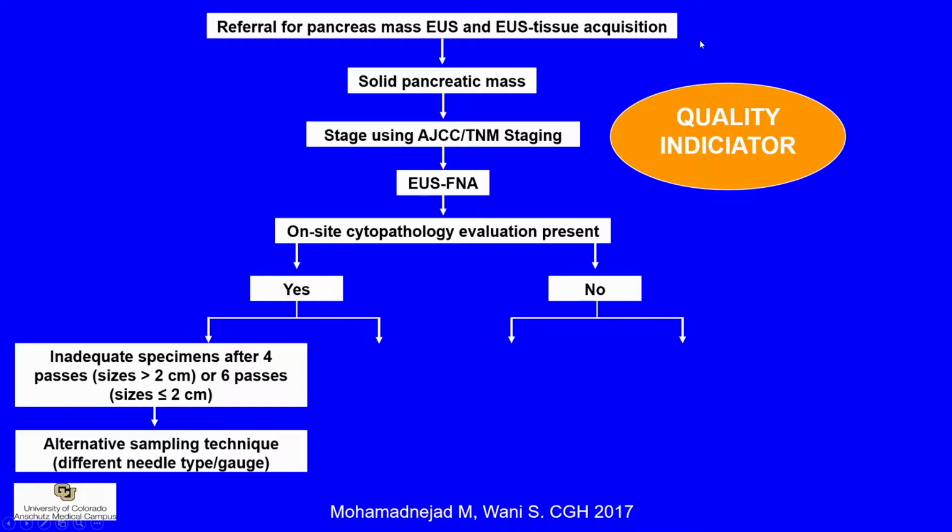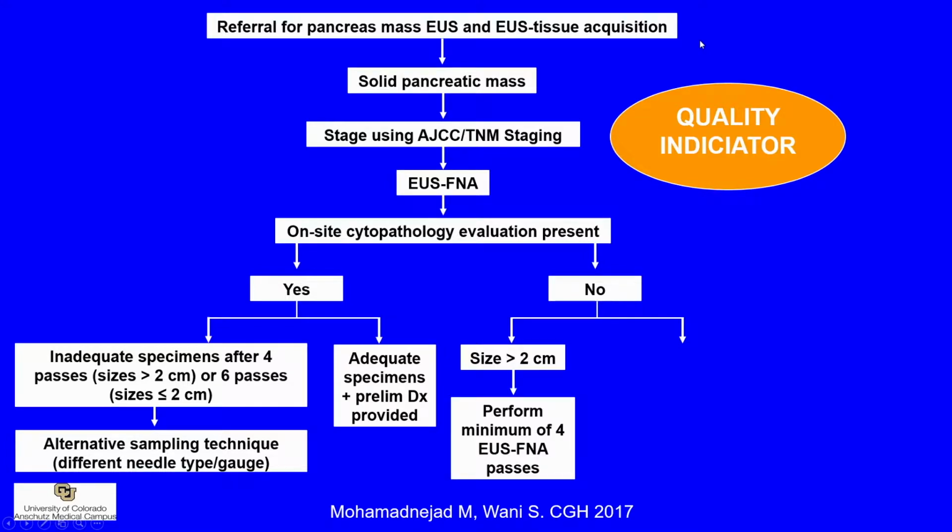If you continuously get inadequate samples after you've done 4 passes for lesions that are greater than 2 centimeters or 6 passes for lesions that are less than 2 centimeters in size, you should consider an alternative approach to sampling. Switch maybe to a FNB needle. On the other hand, if you make the diagnosis, that's great. You should feel good about this, and then you move on.